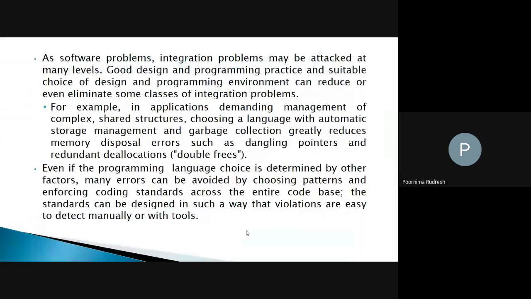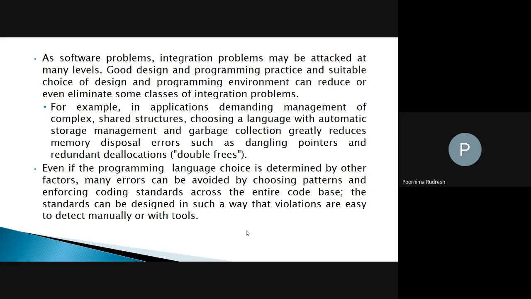This, we will see in terms of the software problems, and the integration problems may be attacked at many levels. Attacked at many levels means, as you know, that in the software development process, many phases we have to pass through, right? So starting from the requirement collection, requirement specification, design and development, finally integration, right? And these integration problems may be attacked at many levels. So integration problems may exist at the design phase itself or during the development stage.